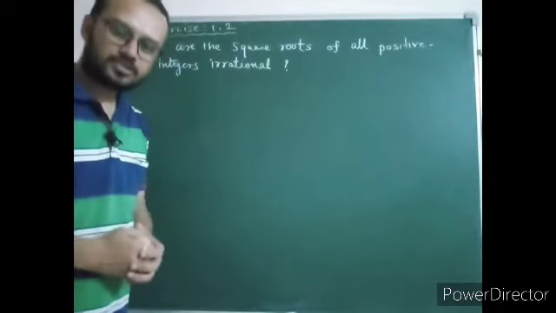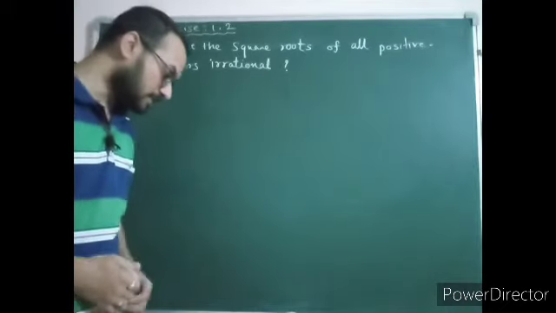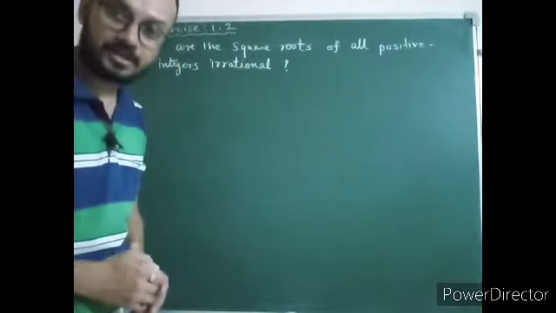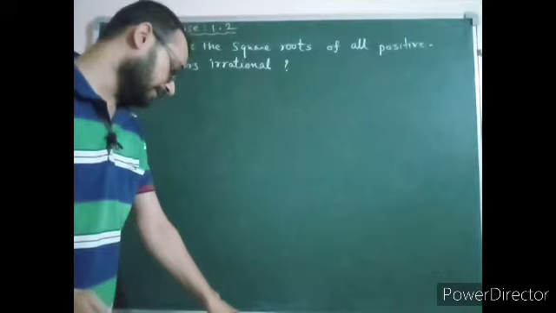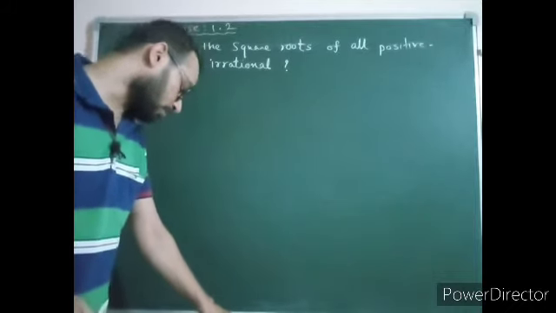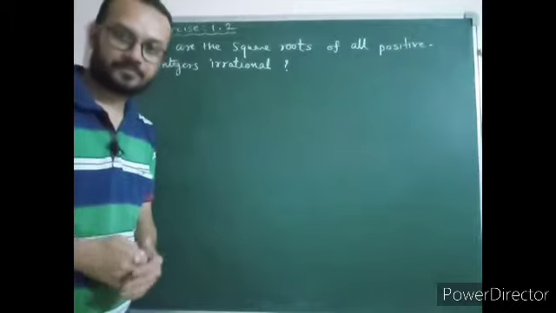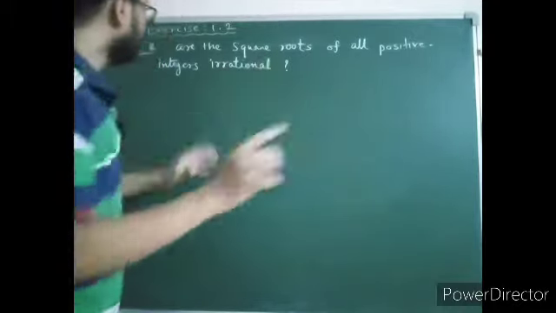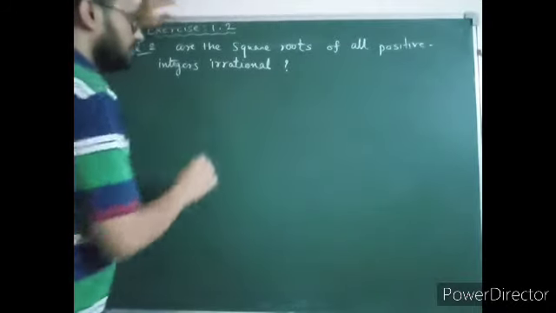Now the next question is question number 2 from exercise 1.2. The question is, are the square roots of all the positive integers irrational? If not, then give an example of the square root of a number that is not irrational. Let us see. Are the square roots of all the positive integers irrational?